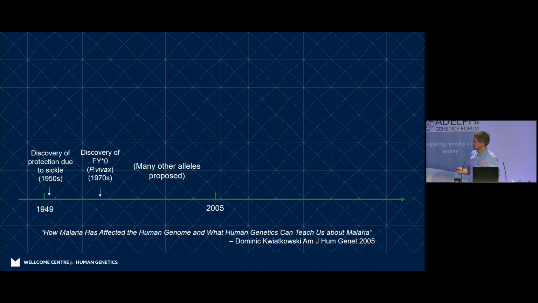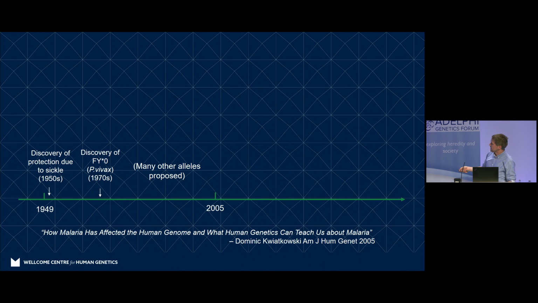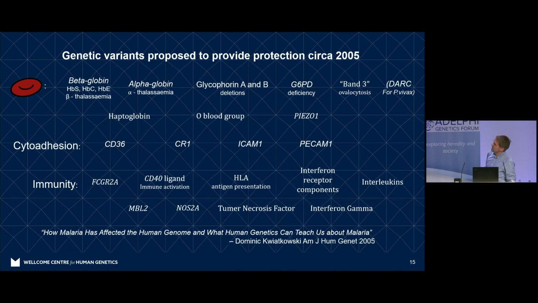I wasn't sure how to summarize them, but then I remembered that my former boss and, well, the late, great Dominic Kwiatkowski, Fellow of the Royal Society, had published this paper in 2005 that did my job for me in summarizing these. So here is a list, in 2005, of genes that have been implicated in malaria in one way or another. And it's a big, long list, right?